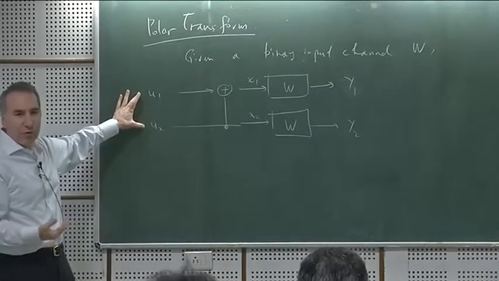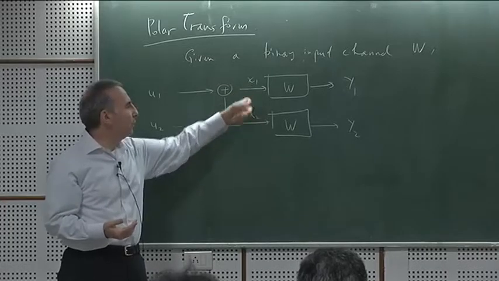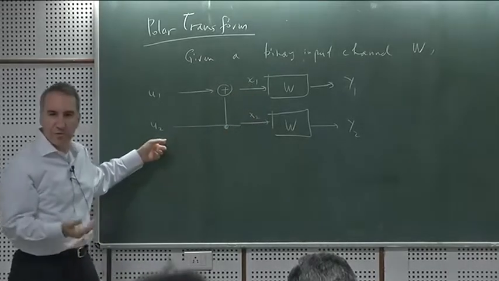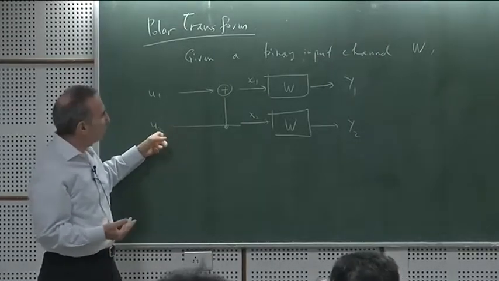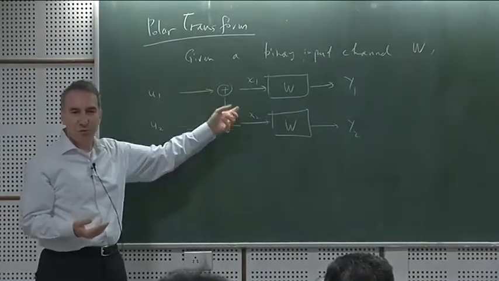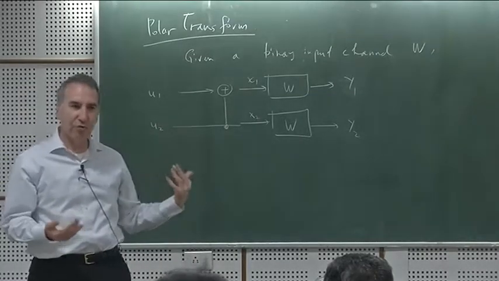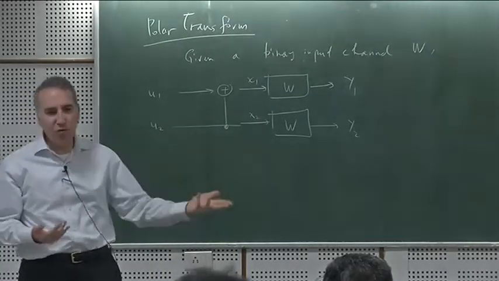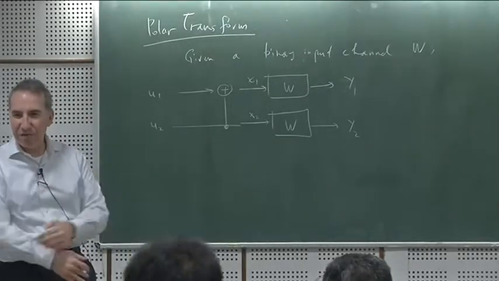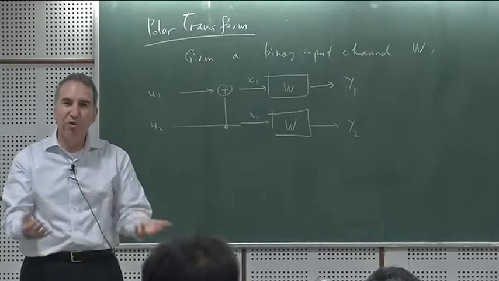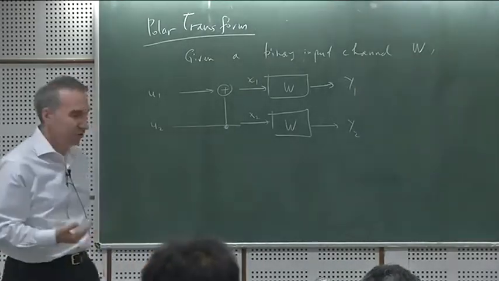Note the following. U1, U2 determines x1, x2, and vice versa. If you give me x1, x2, then x2 is the same as U2, so you know U2. Once you know U2, x1 is U1 plus U2, so you can solve for U1. So from x1, x2 you can determine U1, U2, and from U1, U2 you can determine x1, x2. So this transformation, from an information theory point of view, is a one-to-one transformation that preserves everything, so we have not lost anything at this moment.